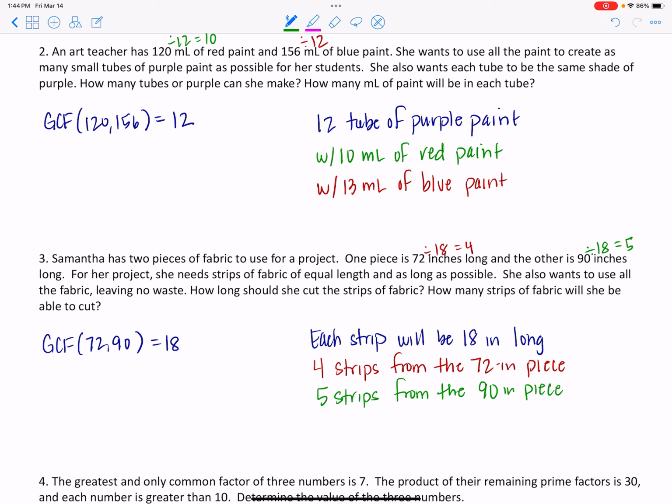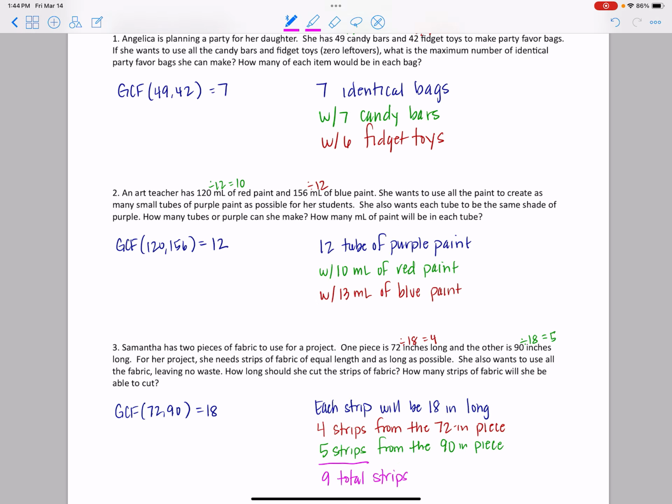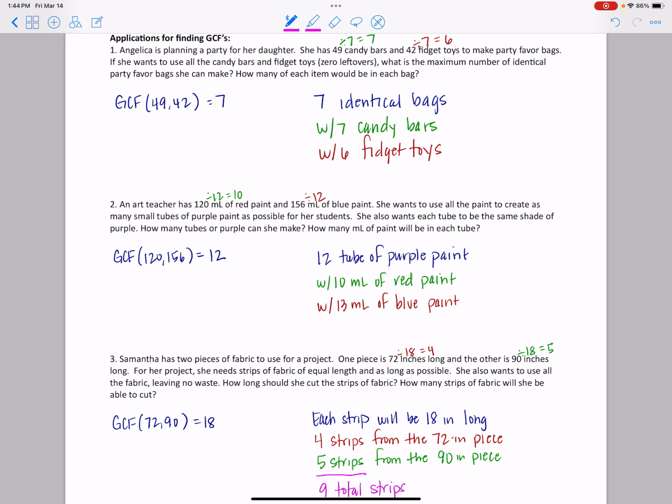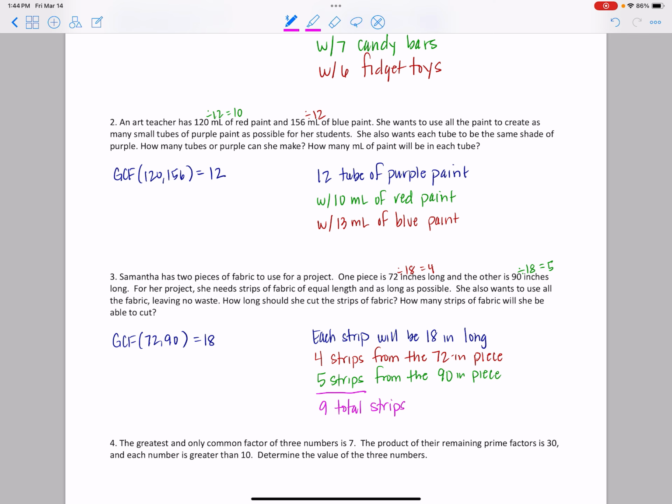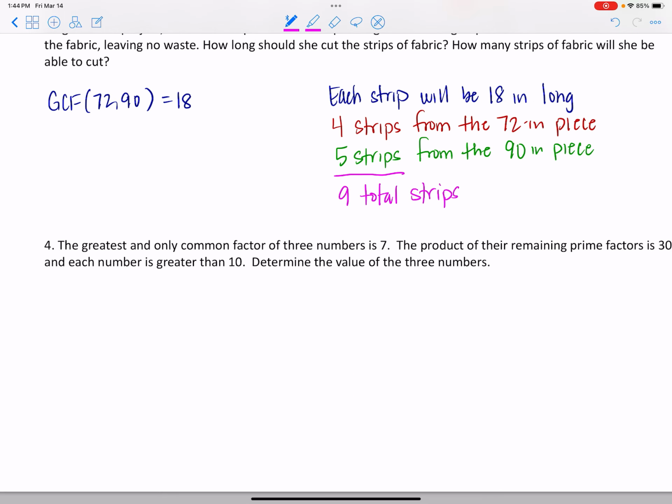And it says how many strips is she going to be able to have total. Well, we can get that now. So that is going to make 9 total strips that are as long as possible and all equal in length. No leftovers. Perfect. Okay, so again, the key here is you're dividing something into smaller portions. And if they're equal in size, length, capacity, whatever it is that you're looking at, it's generally going to be a greatest common factor type of problem.